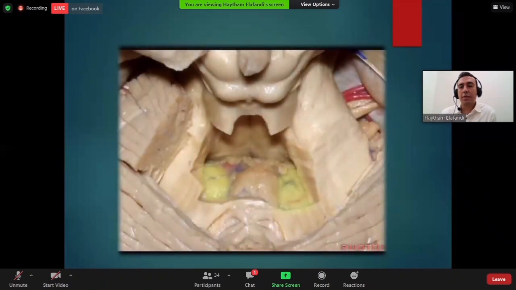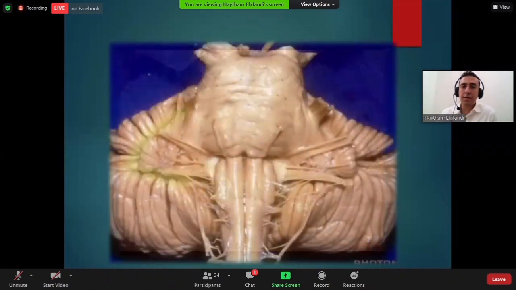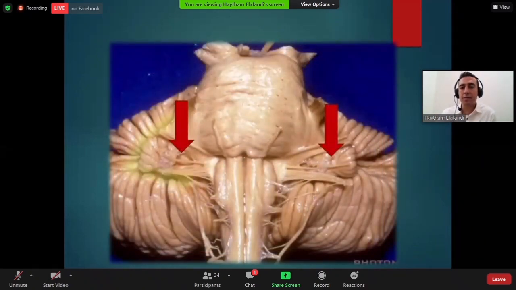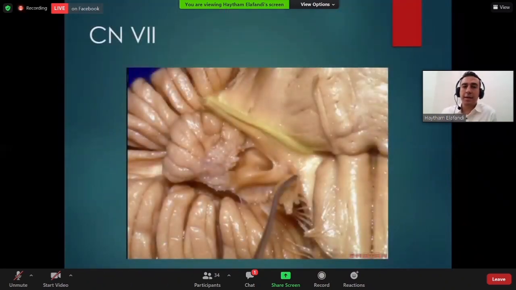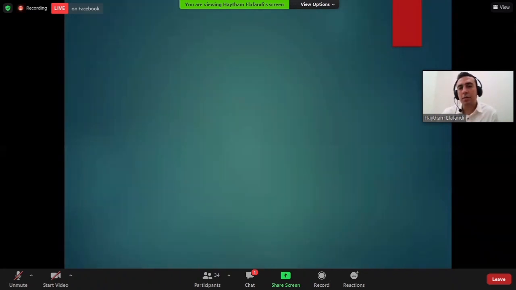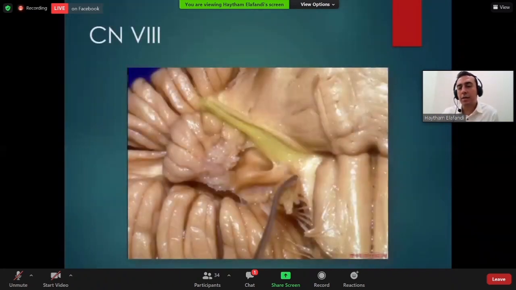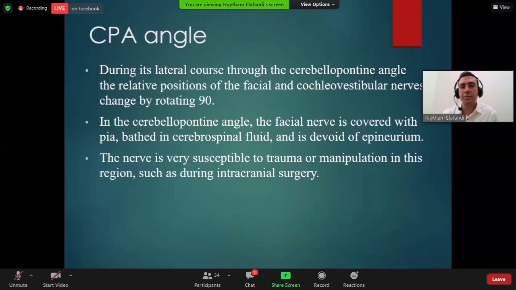So we have here the posterior cranial fossa and here the cerebellopontine angles on both sides. The cerebellopontine angle has the cranial nerve number 7, facial, highlighted in yellow, and the vestibulocochlear, highlighted here in yellow. Both pass together through the cerebellopontine angle. The facial nerve during its lateral course through the CP angle changes position with the vestibulocochlear nerve by rotating 90 degrees.